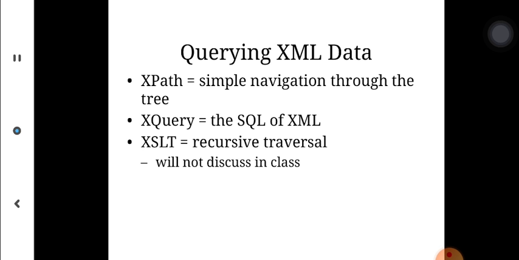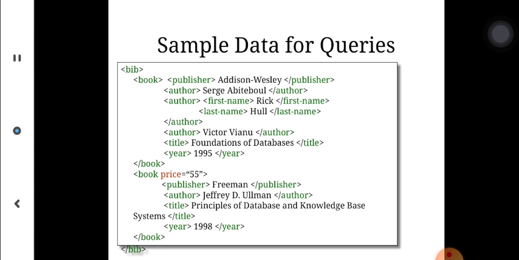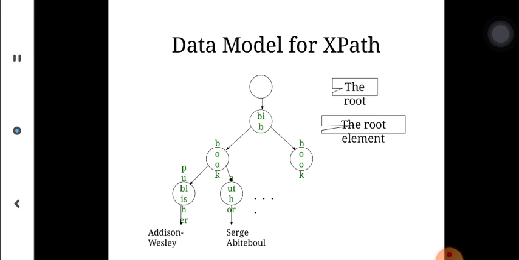So how do you query XML data? You have three options. You can use XPath. XPath is a technology with which you can search inside XML, because you're looking for data in XML. How do you look for data in XML? You have to use a query: XPath or XQuery or XSLT, recursive traversal. That's a simple data set for queries. We have this XML file and we are looking for something.